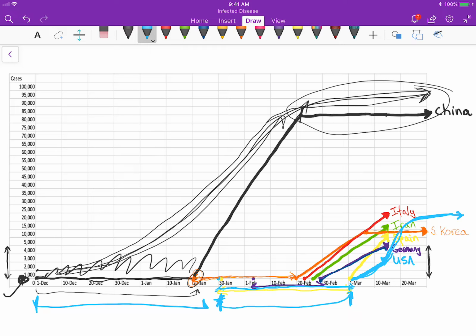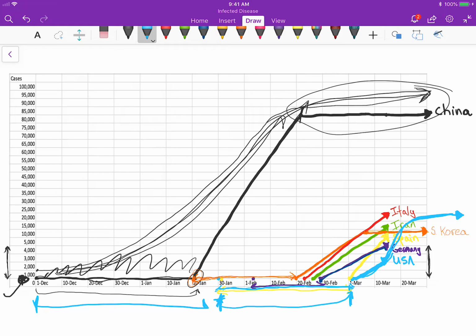Well, what did South Korea do? South Korea massively quarantined positive patients, and they massively tested everyone. They are the country that has tested the most individuals. I think it's close to 300,000 people have been tested in South Korea.